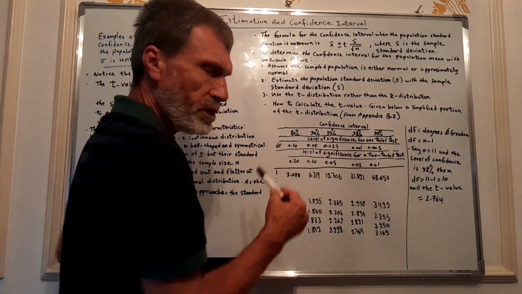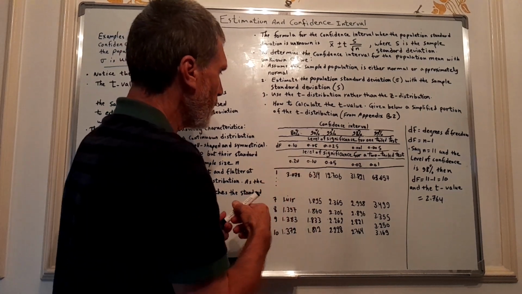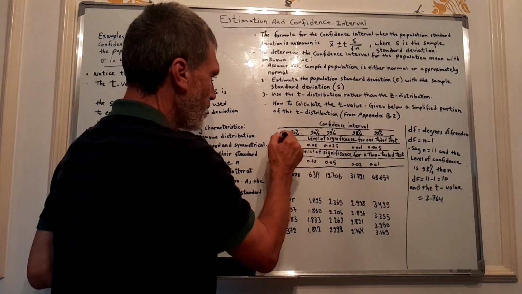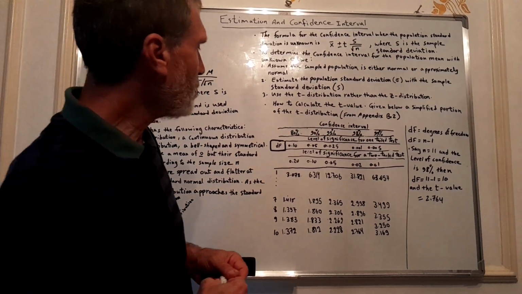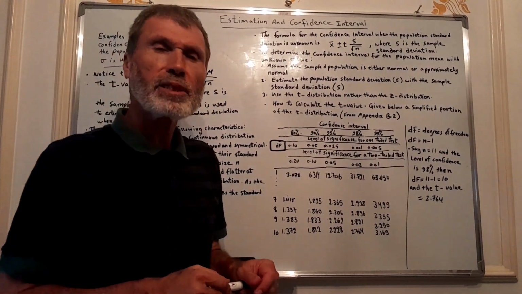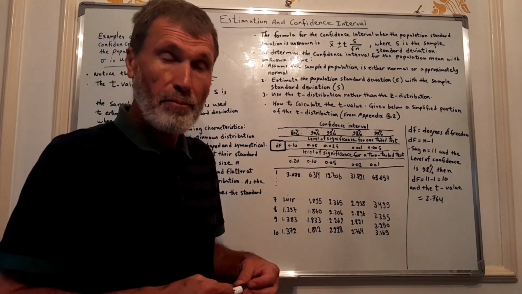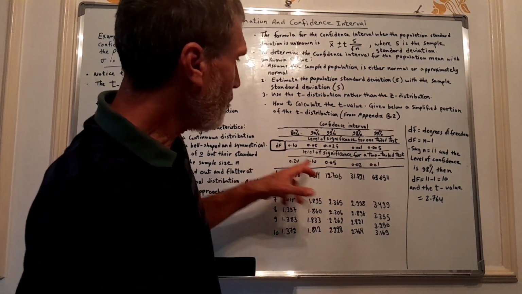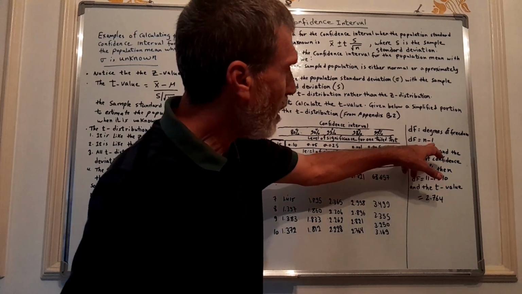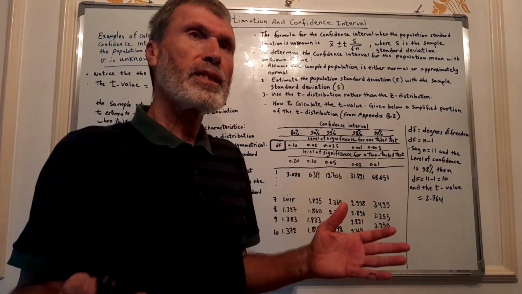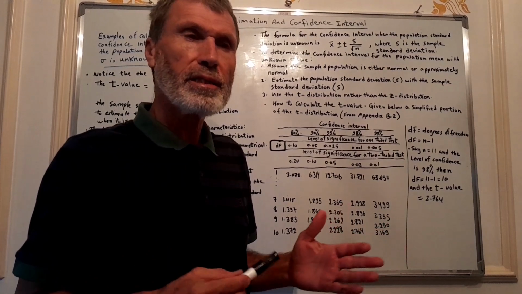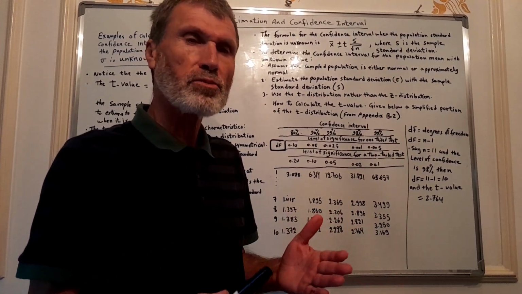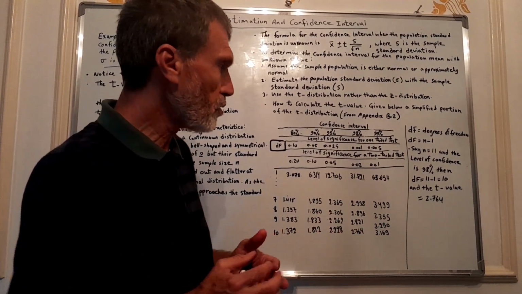And then our main concern here is the degrees of freedom. The degrees of freedom is equal to the sample size minus 1, so df equals n minus 1. So if the sample size is 20, then the degrees of freedom is 20 minus 1, which is equal to 19, and so on and so forth.